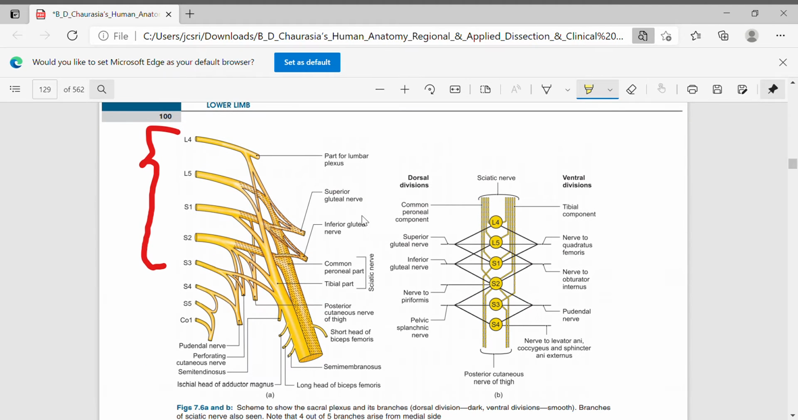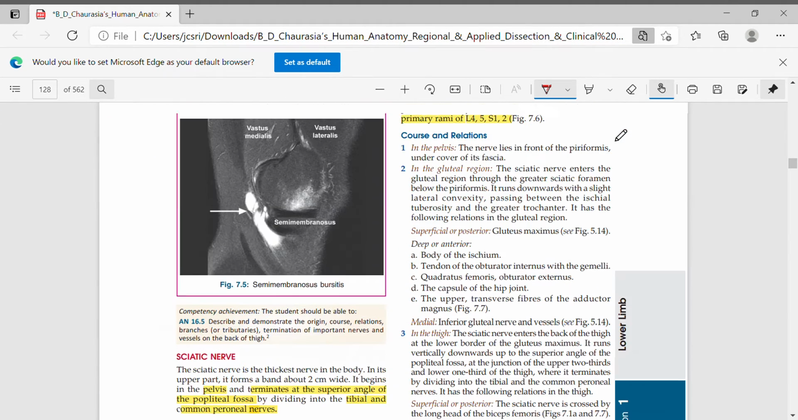You can see right here, this is the tibial part. It starts from here to here, so till S3 it is going to be present. This is the tibial part, whereas the common peroneal part ends at S2 itself. So you have to see this through. The common peroneal ends at S2, and the tibial ends at S3. Okay, that is important in the case of the root values.